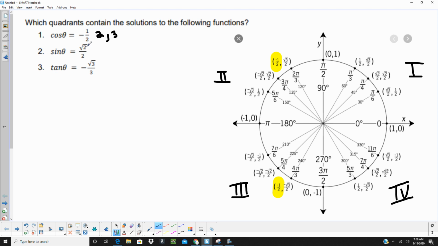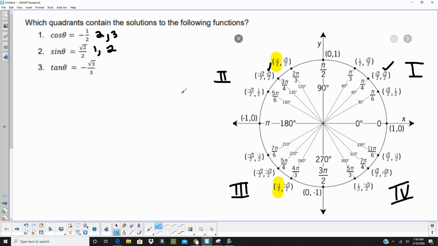For sine, well, sine is positive right here and right there for your y coordinate. So that would be quadrants 1 and 2.